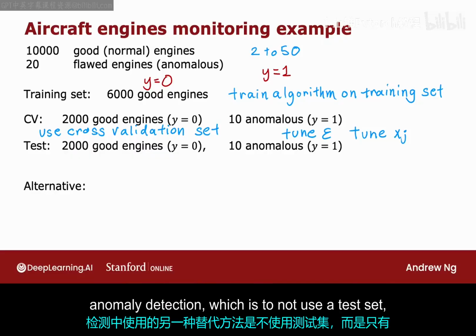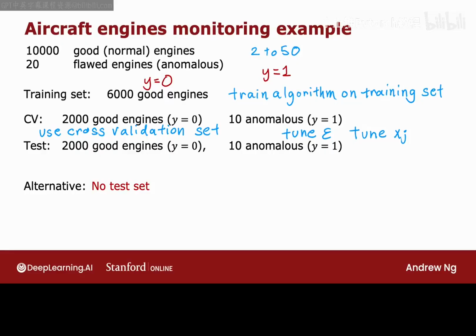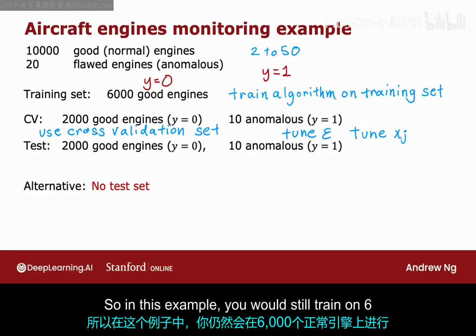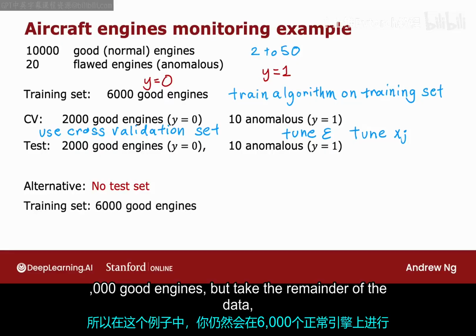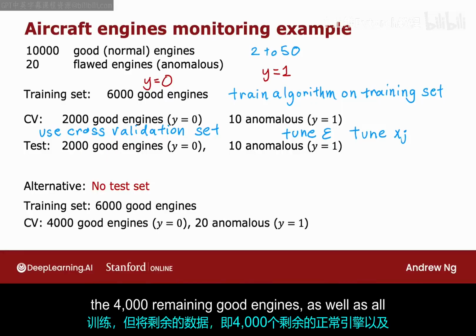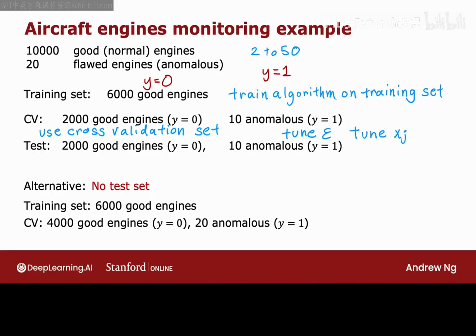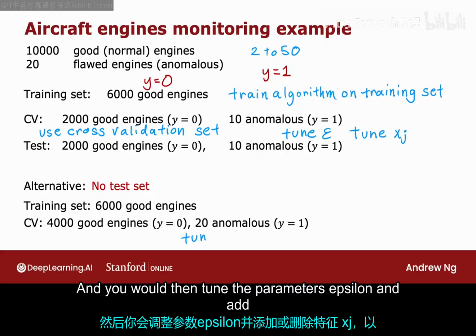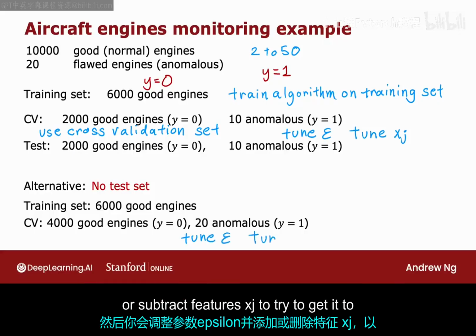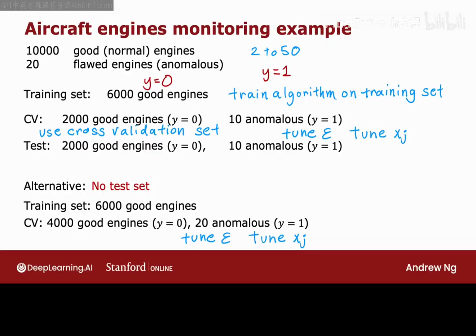anomaly detection, which is to not use a test set, but to have just a training set and a cross-validation set. So in this example, you would still train on 6,000 good engines, but take the remainder of the data, the 4,000 remaining good engines, as well as all the anomalies, and put them in the cross-validation set. And you would then tune the parameters epsilon and add or subtract features xj to try to get it to do as well as possible as evaluated on the cross-validation set.